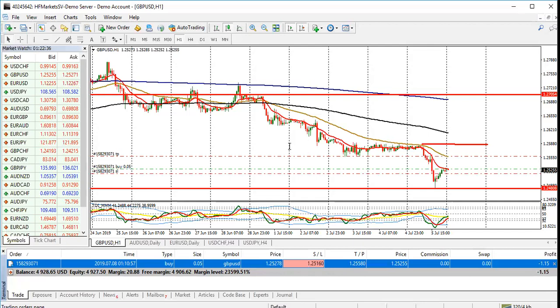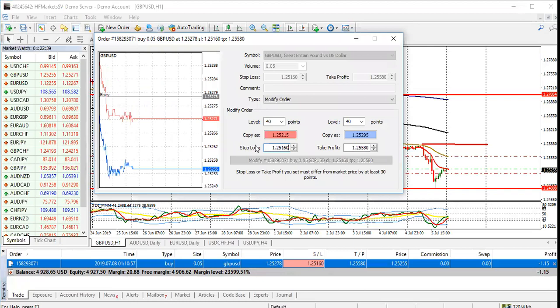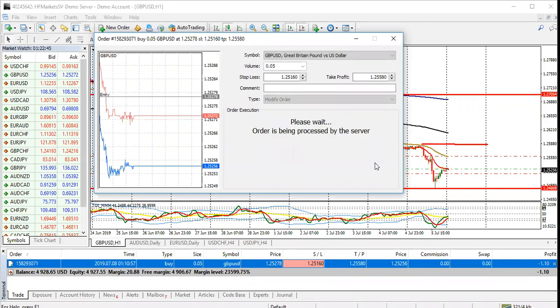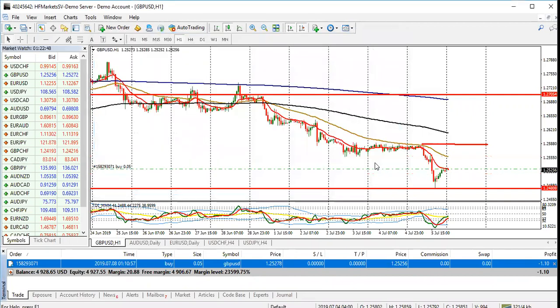Another way is that I will change all of this back to 0. Okay, modify. That means I've removed all the stop losses and the take profits. Another way to quickly do that is to put your cursor on where price is.